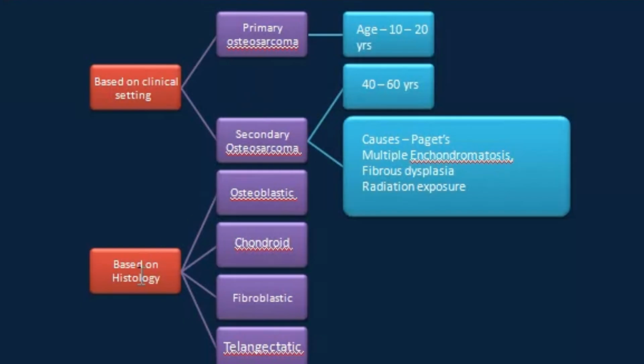Now, based on histology, that is the main type of cells that are seen in this tumor when we do a biopsy, it could be osteoblastic, chondroid, which is predominantly cartilage, fibroblastic, which is predominantly your fibroblasts, and telangiectatic. So, based on histology, it could be osteoblastic, chondroid, fibroblastic, or telangiectatic.